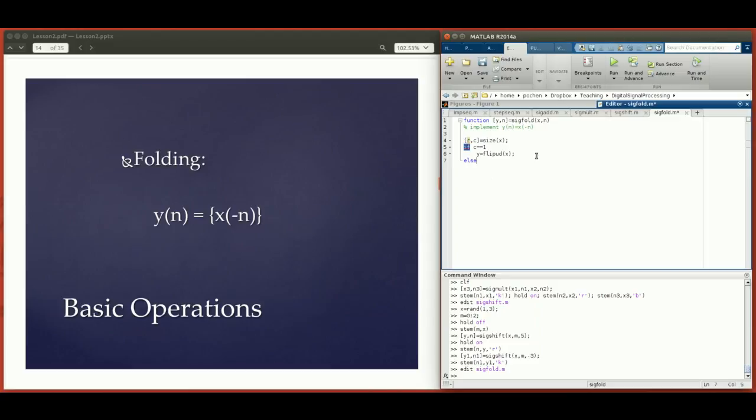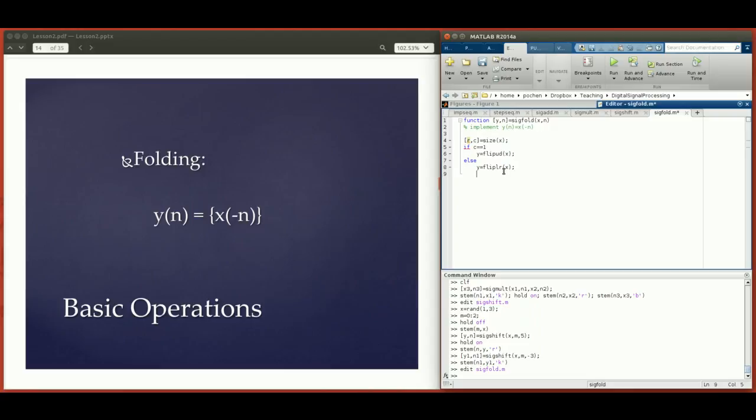Then else, so c equals 1 means that it's a column vector. Else means that it's not a column vector. If it's not a column vector, then we're going to assume it's a row vector. For a row vector, you also have a particular Matlab function that's called fliplr, flip left right.